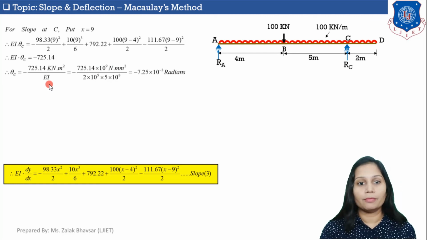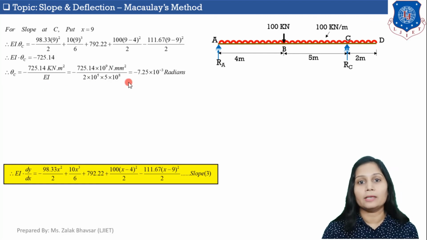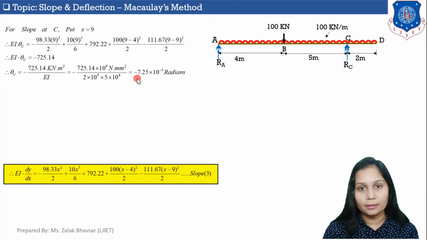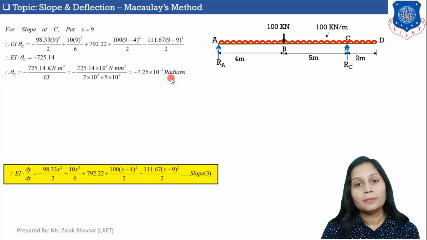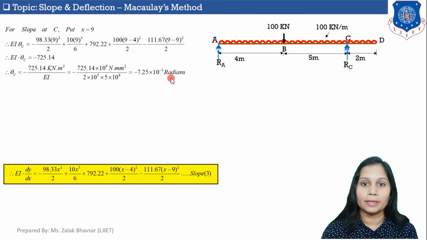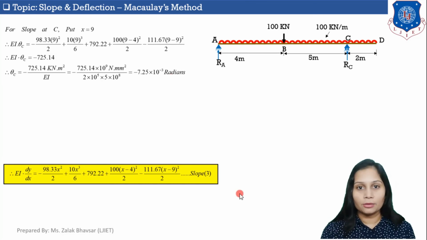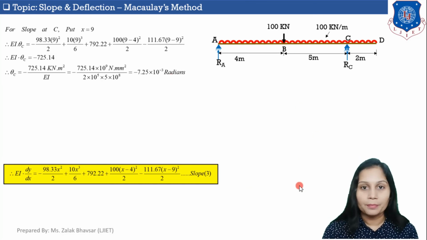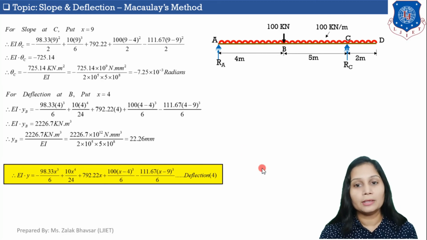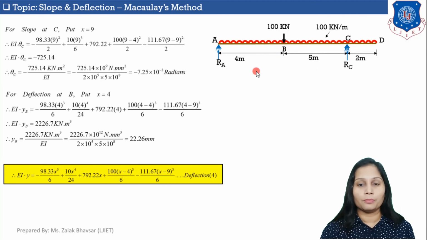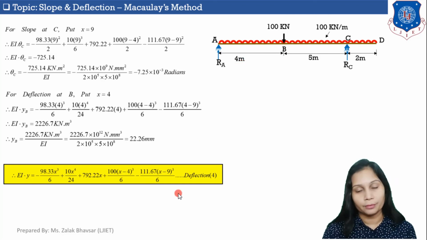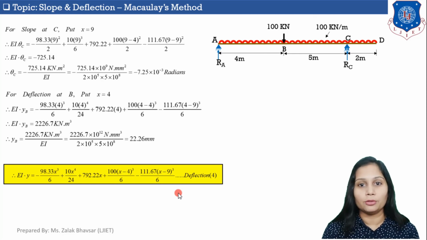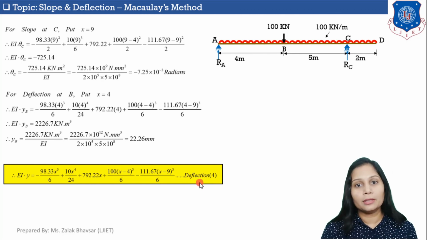Upon, if I am putting value of E and I, then I will get value of theta C is equal to minus 7.24 into 10 raised to minus 3 radian, which is negative. So we can say that rotation is in anti-clockwise direction. Now let's calculate deflection at point B. So for calculating deflection at point B, we need to put value of x is equal to 4 in deflection equation number 4. So let's put x is equal to 4 meter in equation number 4.